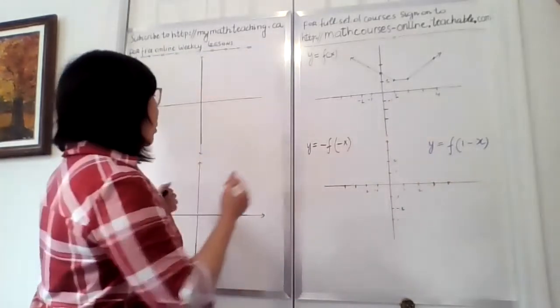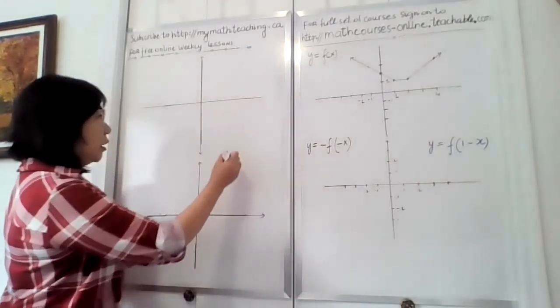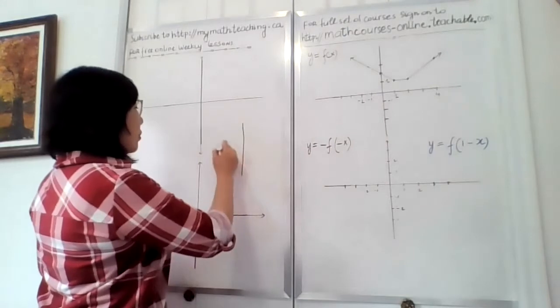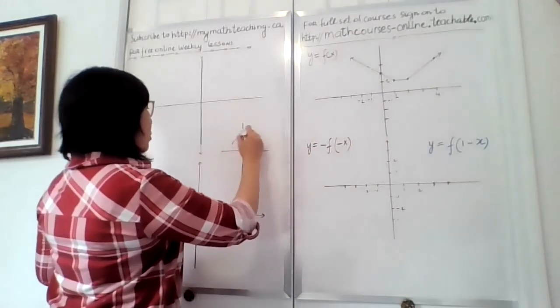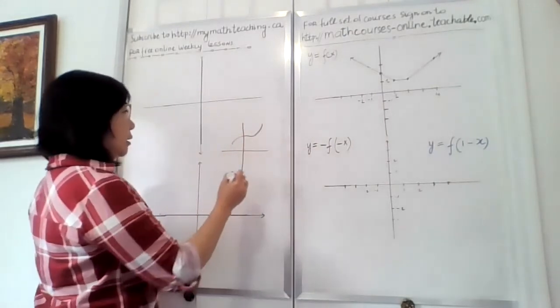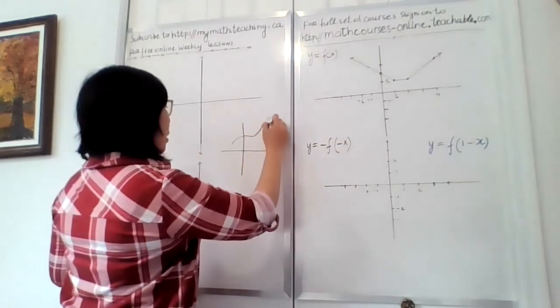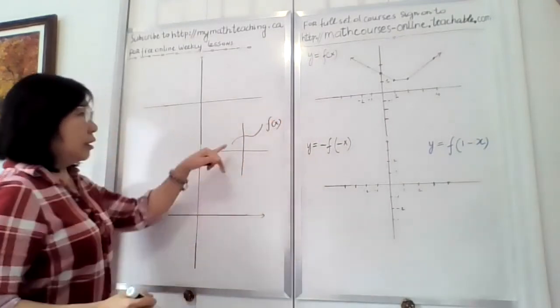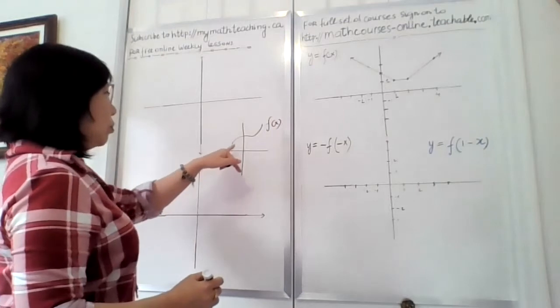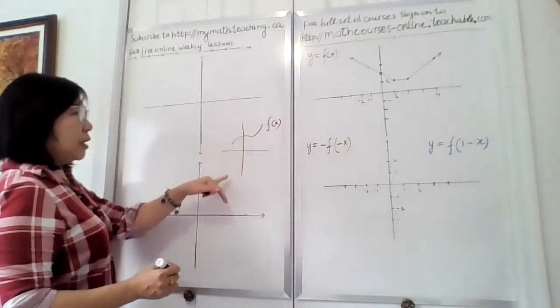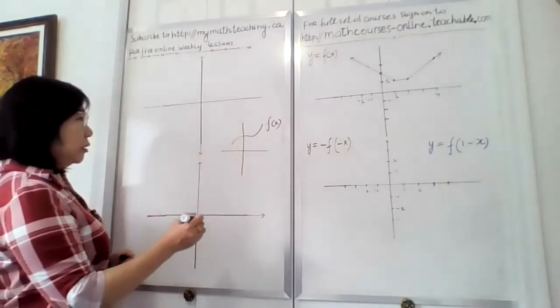So if you have a function on a graph, let's say I draw any function like that. Then this is the function I call f of x. And this is one way you can recognize a function.